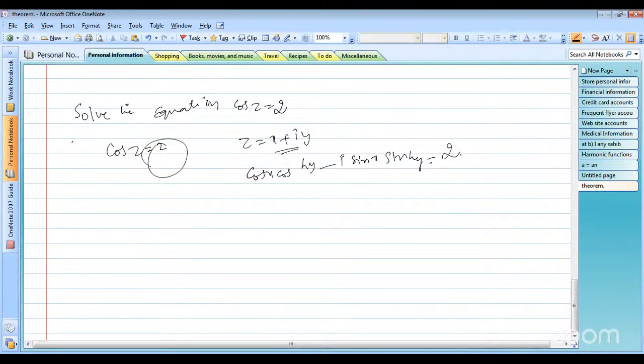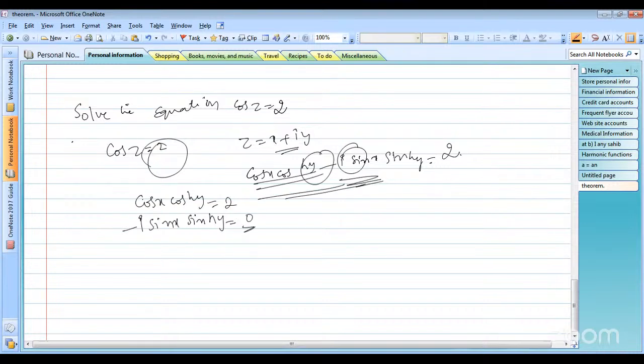Sorry, cos x cos hy minus i sin x sin hy is equal to 2. So this is equating the real and imaginary parts. We know that cos x cos hy is equal to 2, because this is the real part. The imaginary part I am writing here is 0: minus i sin x sin hy is equal to 0. The total is equal to 2, but the real part is 2 and the imaginary part is 0.